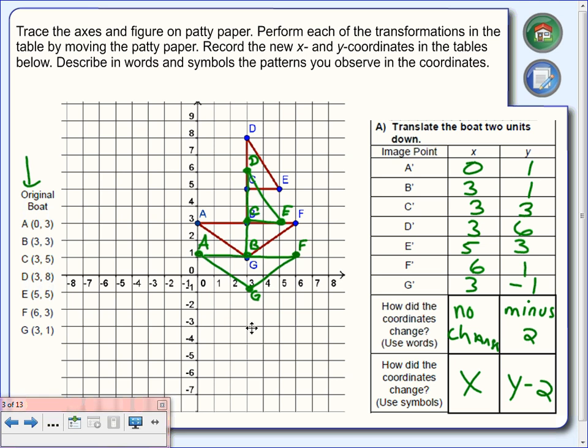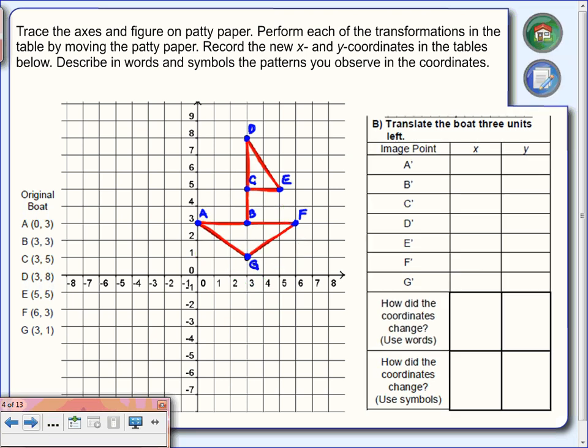That's part A. Now let's take a look at part B, right next to it. Now on B, this time what we're going to do is translate the boat 3 units to the left. So take your little sheet of tracing paper, and this time, let's move the boat 3 units to the left. All right, so I'm going to take my boat, and I'm just going to slide it 3 units to the left. So that would put it right about there. All right, so now that we moved it, we're going to do the same thing. We're going to identify the new points, the new ordered pairs.